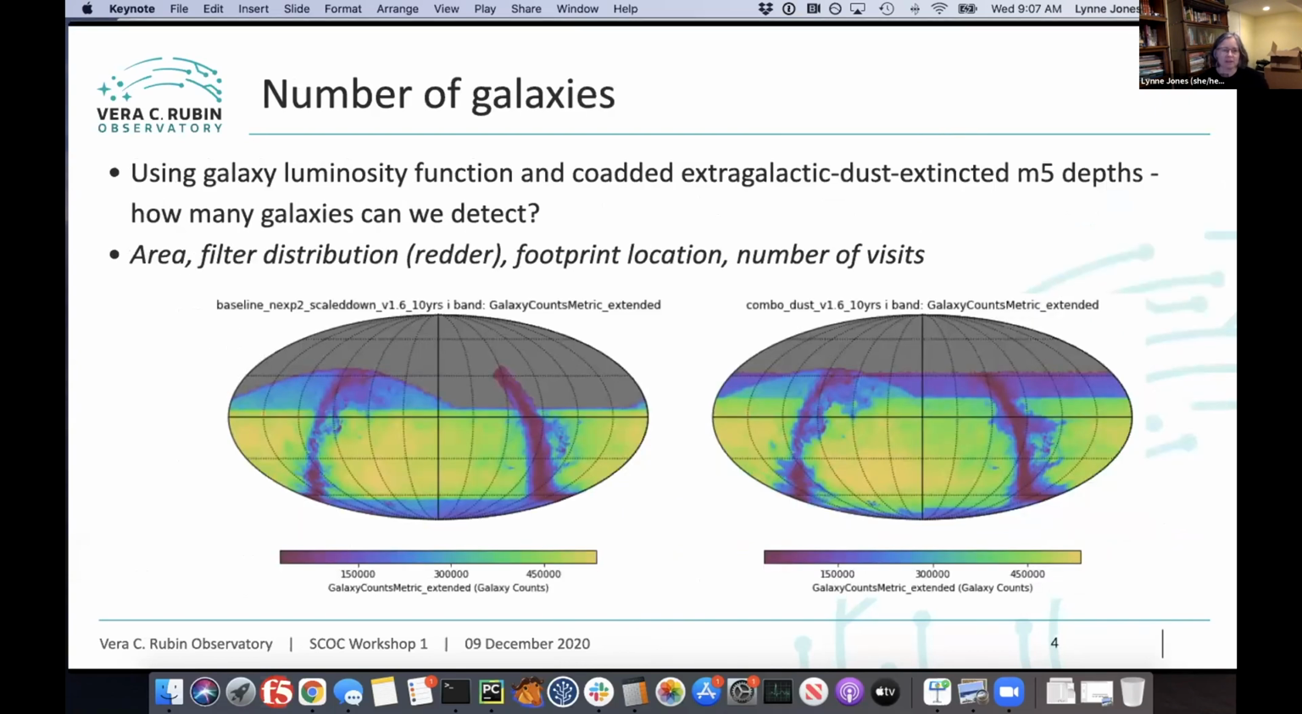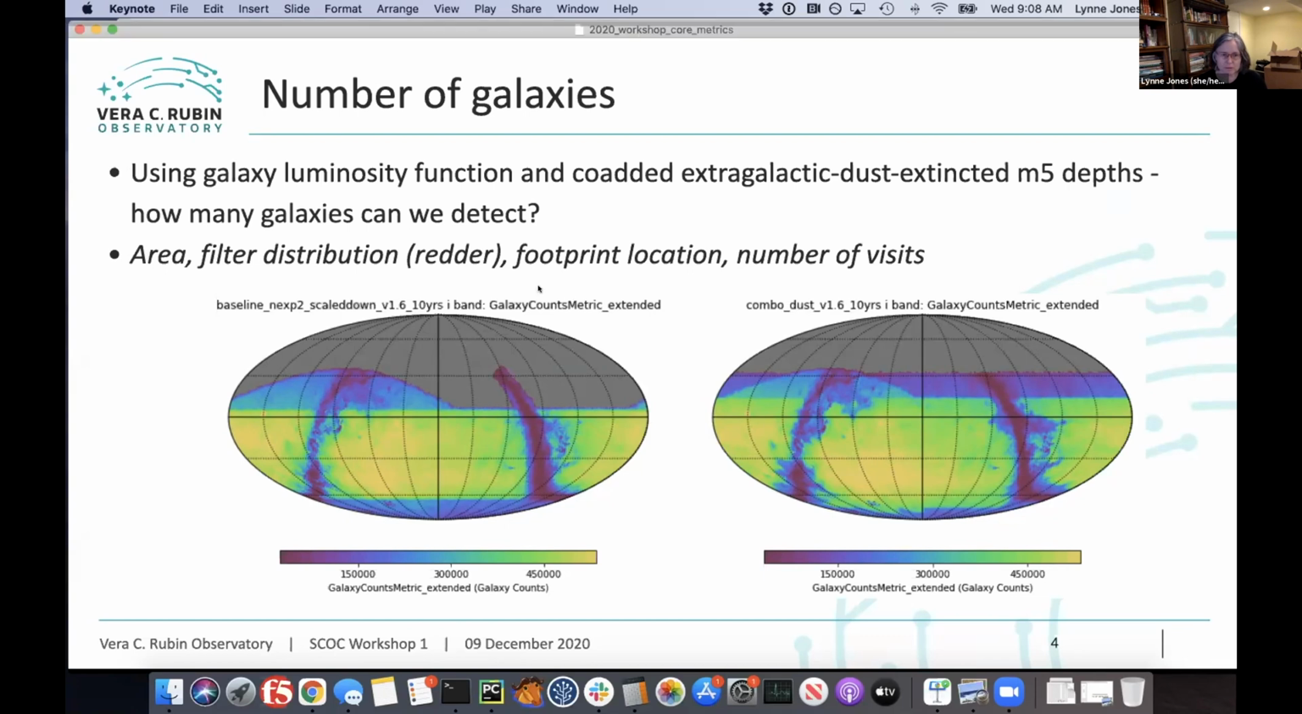So the number of galaxies: we have a galaxy luminosity function, and for each pointing, we can calculate the co-added extragalactic dust extincted M5 depth, and just say how many galaxies can we detect. Looking at the different simulations, we find that this primarily scales with the area that we're covering. It does depend on the filter distribution. Better filters are better. And it depends a little bit on the footprint location and a little bit on the number of visits. But because of the way the luminosity function works, the area is the most important.